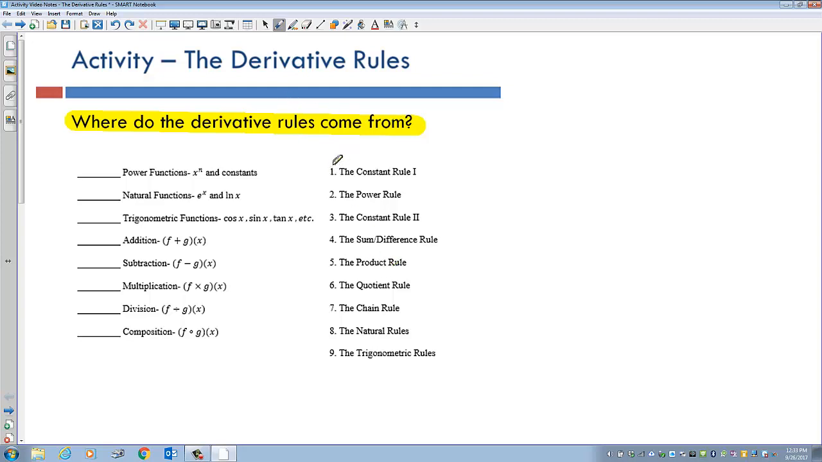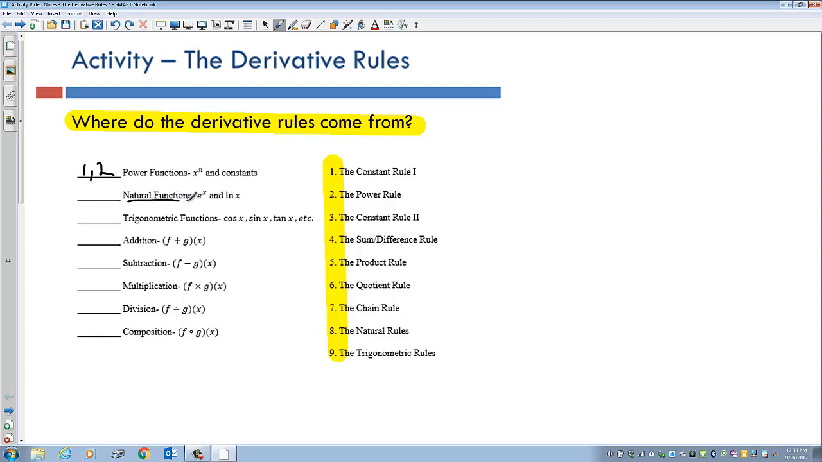Over here, I have the 9 derivative rules that I've given you on that handout. We want to attach them over here to where they're going to be used. For power functions and constants, we use rule 1 and rule 2: the constant rule, which says the derivative of a constant is 0, and the power rule, which says the derivative of x to the n is n times x to the n minus 1.